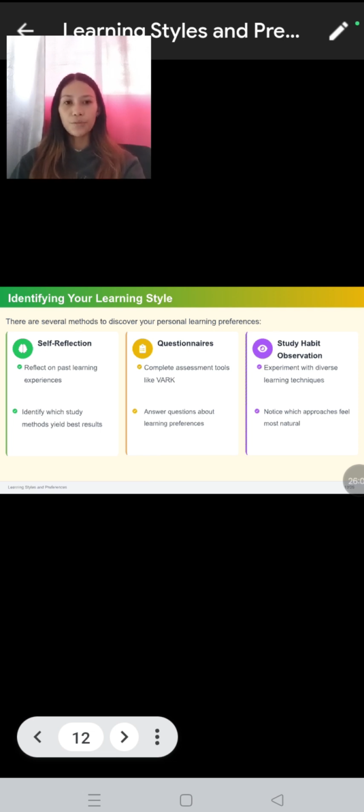And the last is study habit experimentation. So experiment with diverse learning techniques. Try studying one topic using a visual method like drawing a diagram and the next topic using a verbal method like reading notes aloud. So notice which approach feels most natural. Pay attention to which techniques make the learning feel easy, interesting, or effective for you. So that's all for my topic. Thank you.